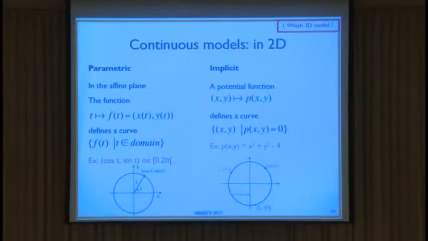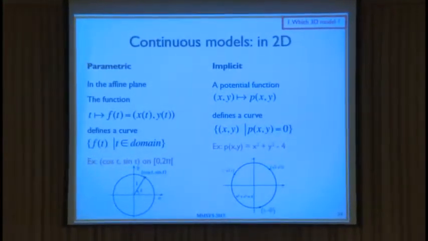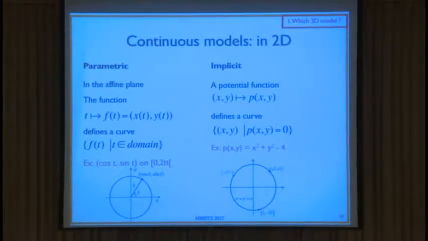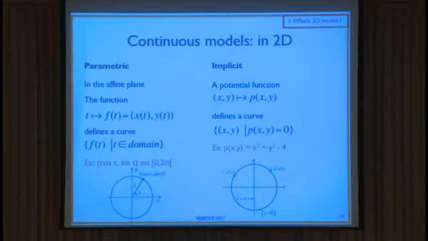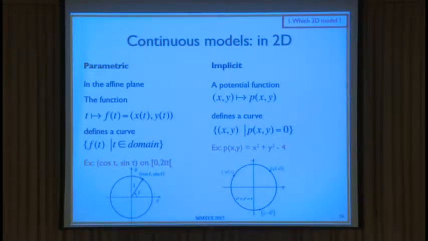Let's now start in the affine plane, so just in the plane. And we have a function t, f of t, that takes a real parameter and associates two values, x and y. And if you take the value of the function over an arbitrary domain, you get a curve. So here you get the function cos t, sin t, and you take 0 to 2 pi as your domain, and you draw a circle. That's a parametric representation of the circle.